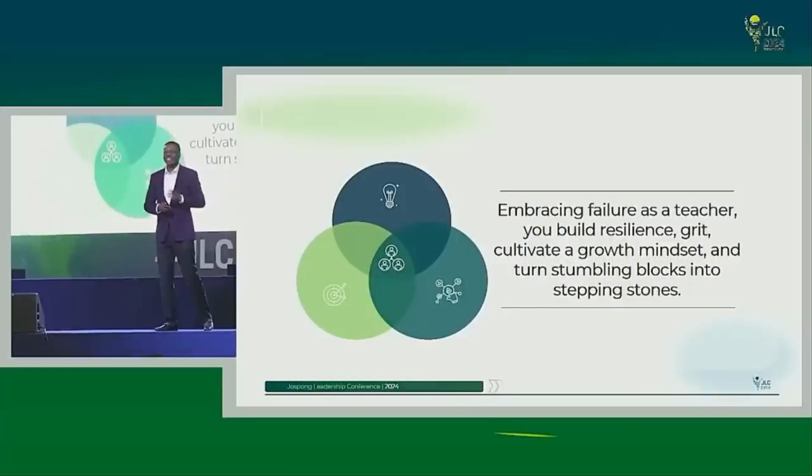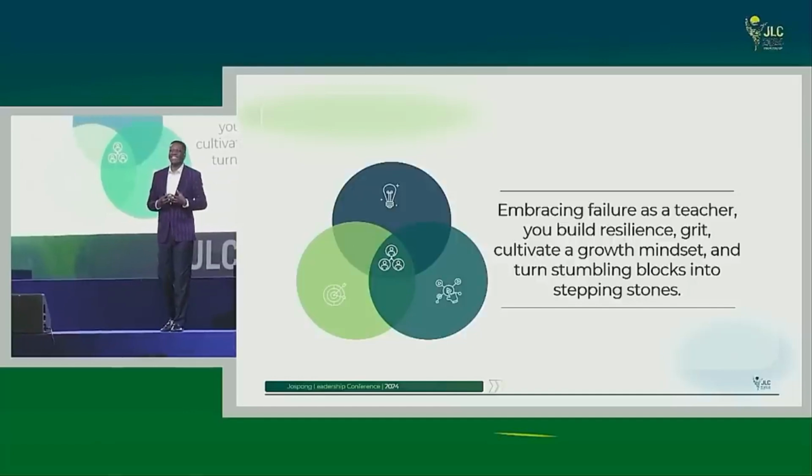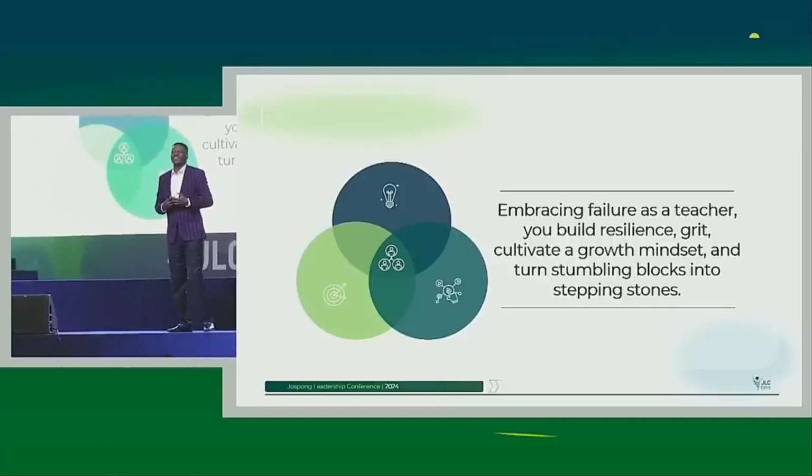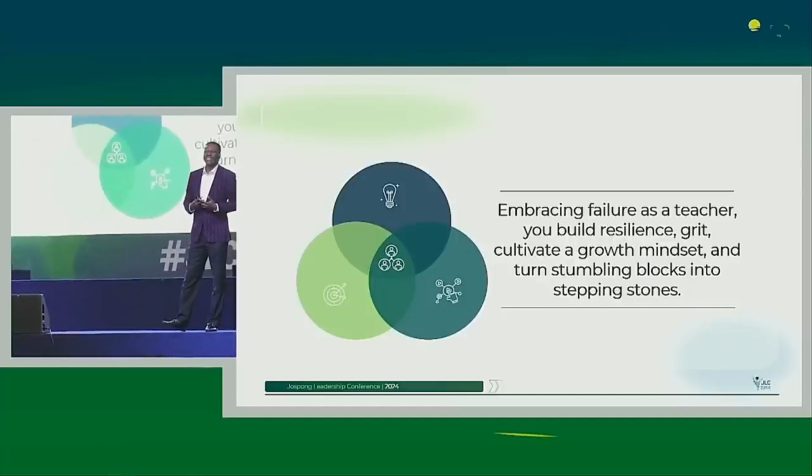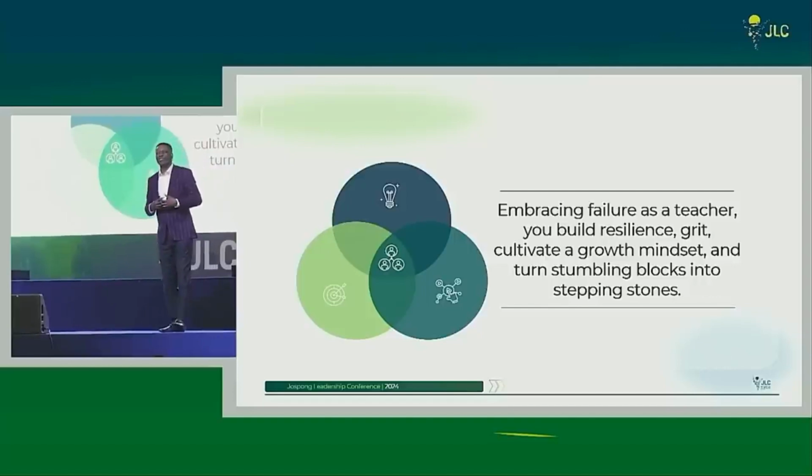When you embrace failure as a teacher, you build resilience, grit. You cultivate a growth mindset, and you turn your stumbling blocks into stepping stones.